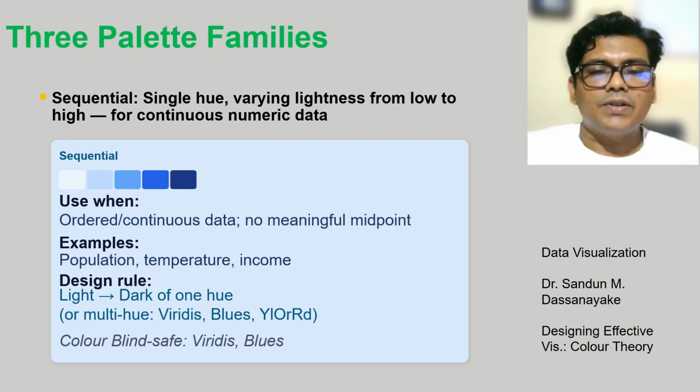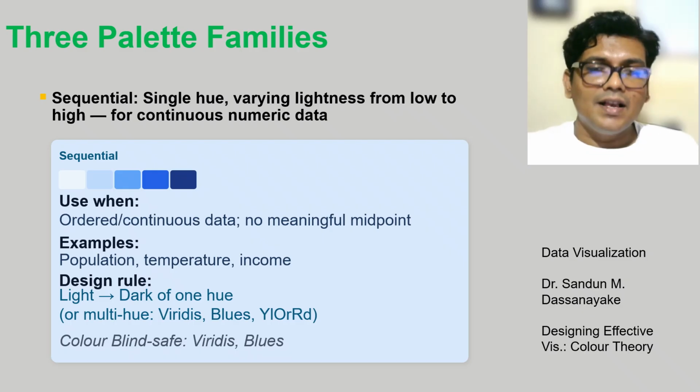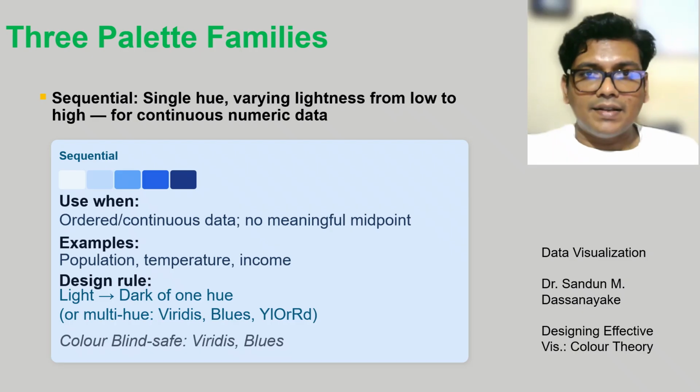The mistake to avoid is using a sequential palette on nominal categories, which implies a ranking that isn't in the data. So be careful of that. Before you do your visualization, make sure that you understand whether the data is nominal, categorical, or ordinal. There is an order. Always confirm that. Does my data have a natural order before reaching for sequential?